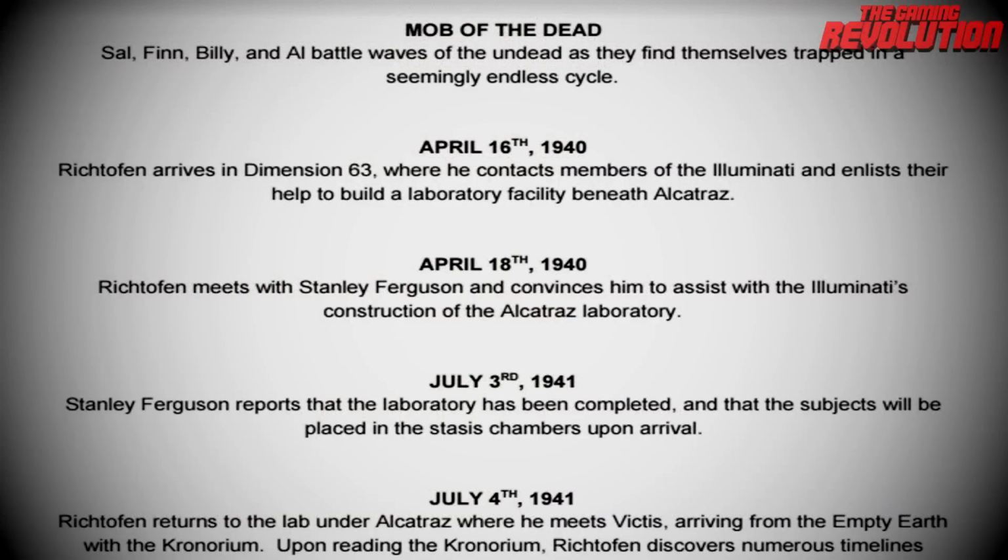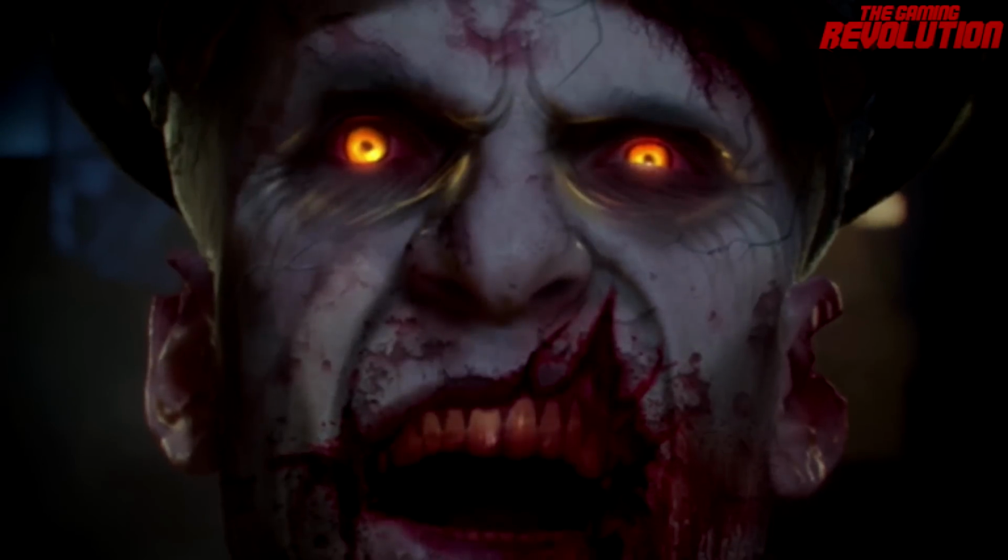Then on April 16th, 1940, Richtofen arrives in Dimension 63, where he contacts members of the Illuminati and enlists their help to build a laboratory facility beneath Alcatraz. This Richtofen is the undead Richtofen.